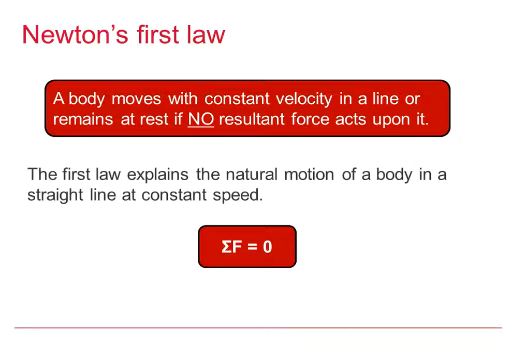We've previously seen Newton's first law, which states that a body moves with constant velocity in a line, or, as we're interested in here, will remain at rest if there is no net resultant force acting upon that object in any direction. So this first law explains the natural motion of a body, that it would normally go at a constant speed in a straight line, or as in this case it will remain at rest. The total force will equal zero if an object is in static equilibrium.